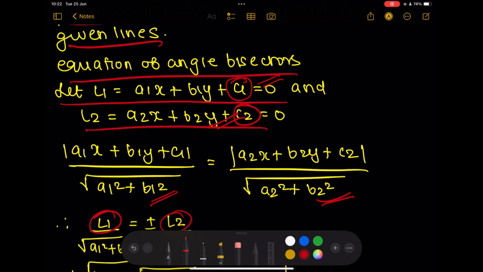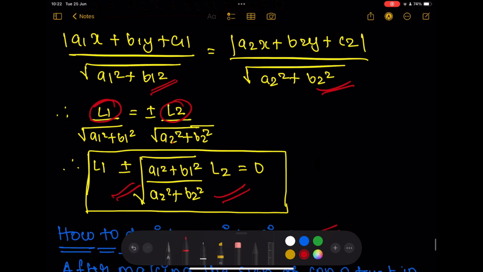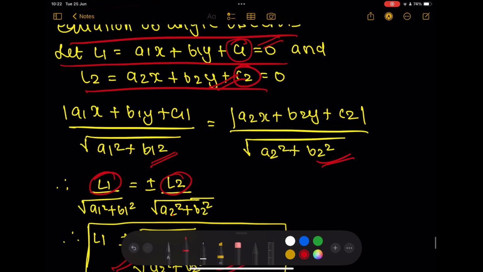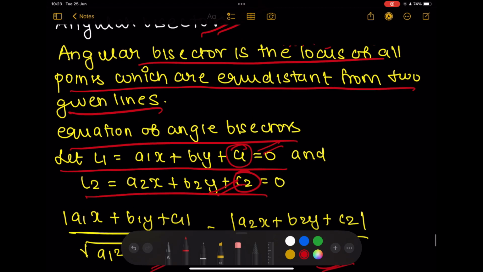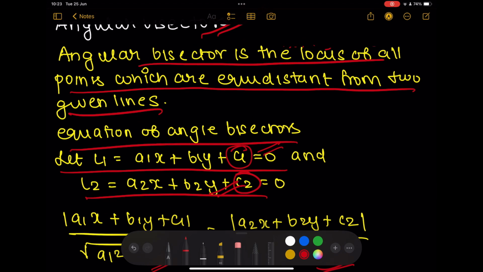Okay, now whatever is the sign of the value of A1 A2 plus B1 B2, you take the same sign in this equation, and that will give you the equation of the obtuse angle bisector. If you want acute, then take the opposite sign. Clear? First, what you'll do, you'll make the sign of the constant same. Don't forget to make the sign of constant same.